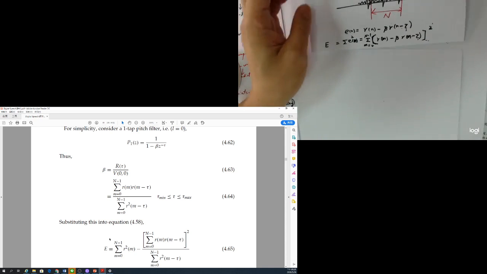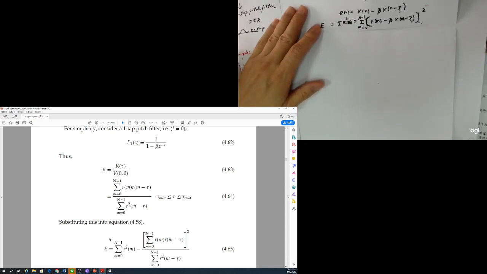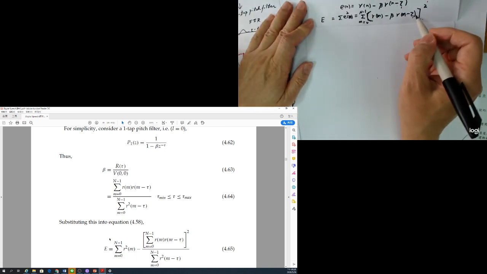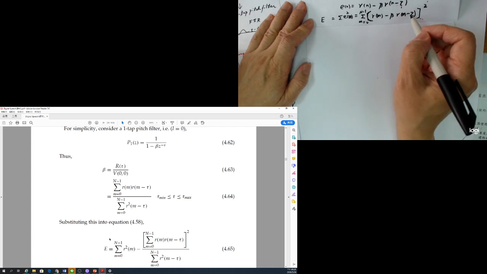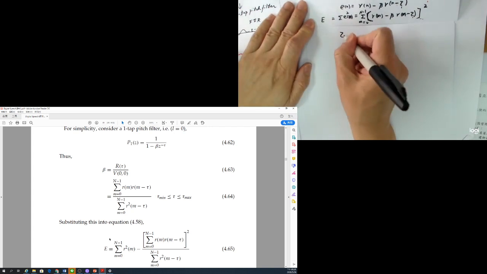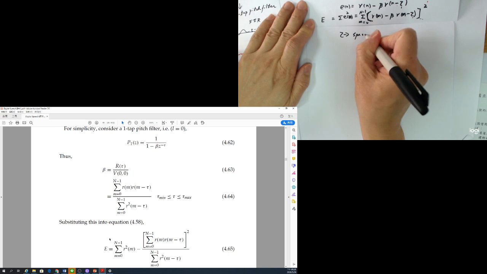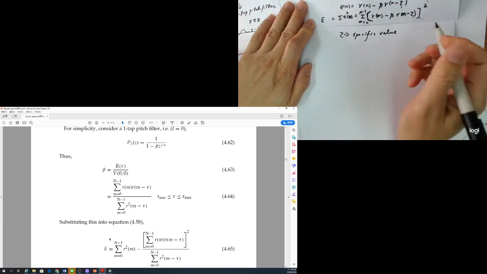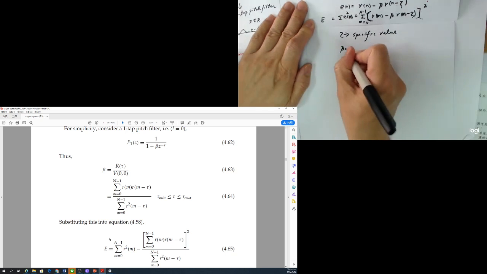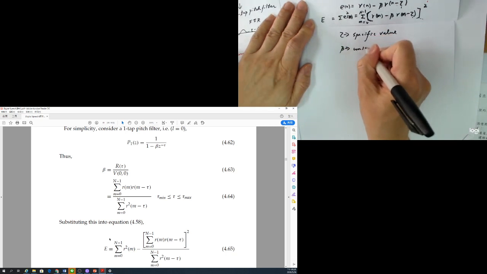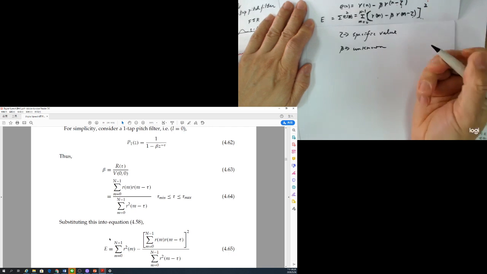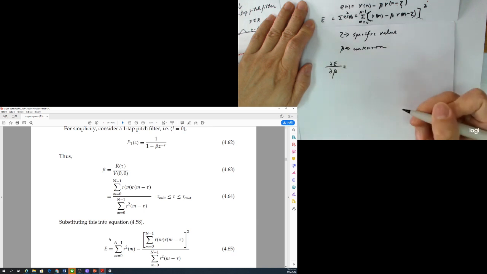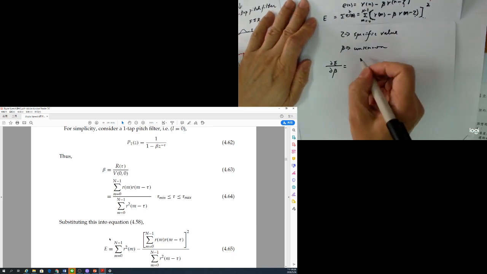So we can easily do the derivation for this equation. We assume tau is some specific value. So right now tau is a specific value, and only beta is unknown here. We try to get the unknown beta, so we take the derivative with respect to your beta.